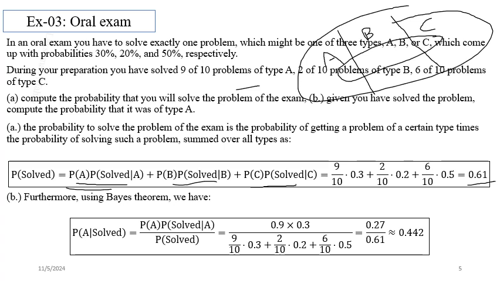So for probability of A given solve, we write probability of A times probability of solve given A, divided by probability of solve. Probability of solve we have computed, and the other terms are given in the question. Just substitute all these, and you will get the desired probability. What is the probability? 44.2%, that it is a type A problem that you have attempted.